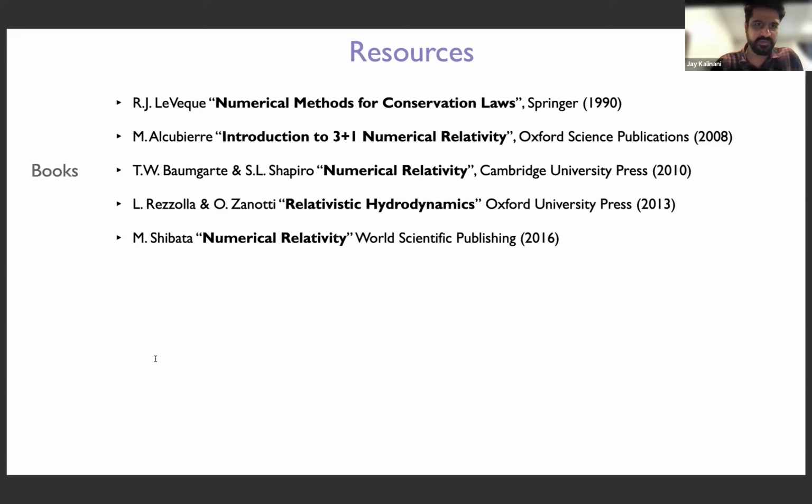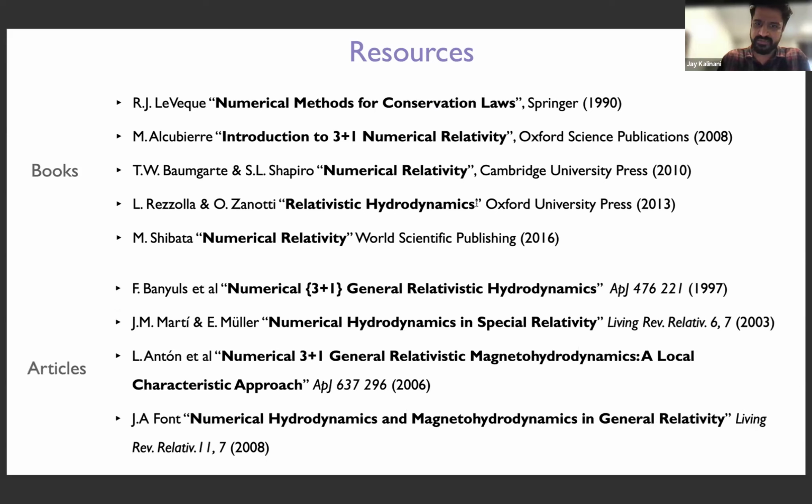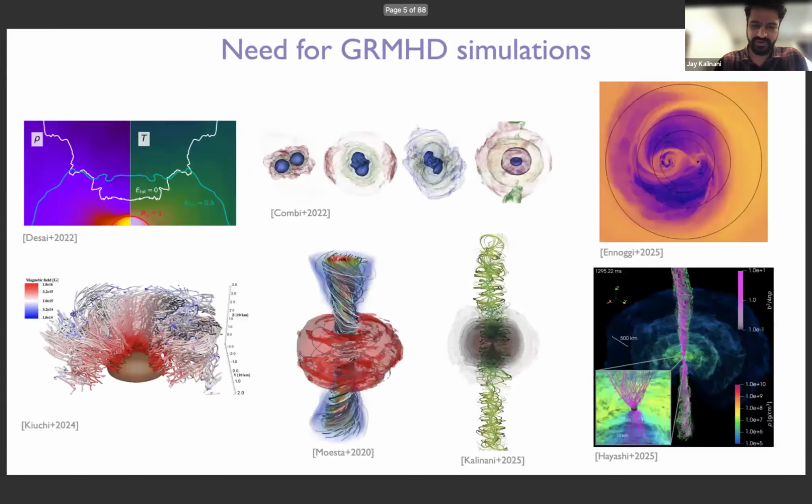So just to have some suggestions for resources for books related to numerical methods, we have the standard LeVeque, and then there are books on numerical relativity, as well as a book on relativistic hydrodynamics by Rezzolla and Zanotti, in case people would like to check that out. There are also articles available online on arXiv and otherwise from different authors that talk about GRMHD as well as numerical hydrodynamics. So just to leave it here in case people would like to have a more complete introduction on the topic.